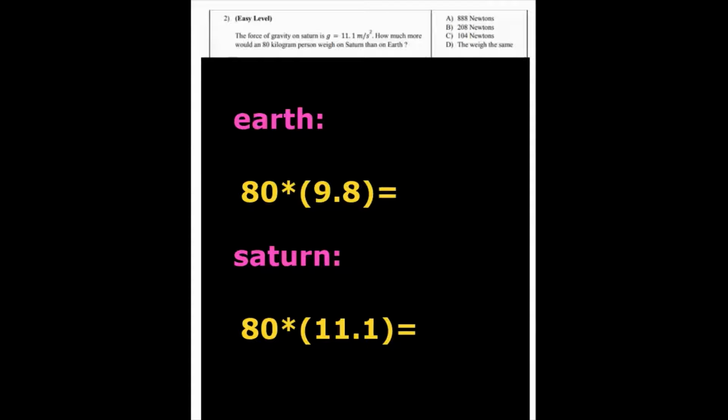So comparing the weight of each of those masses, 784 newtons on Earth, but 888 newtons would be that much heavier on the planet Saturn, which is an additional 104 newtons. The correct answer was C.